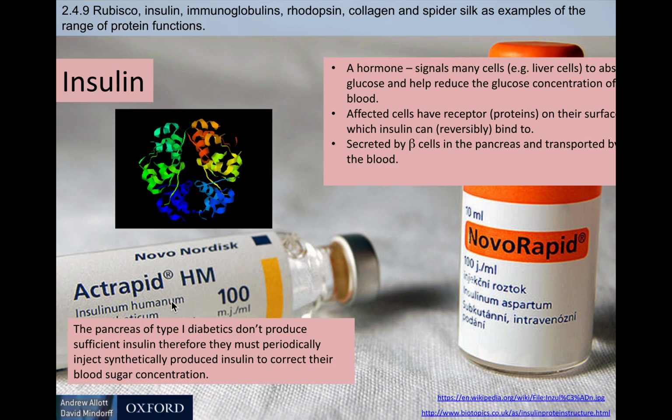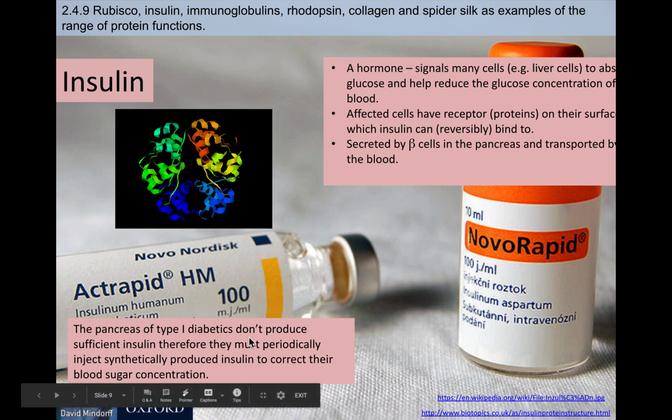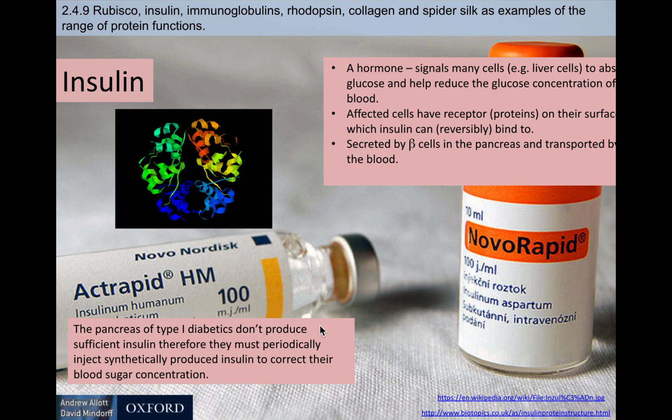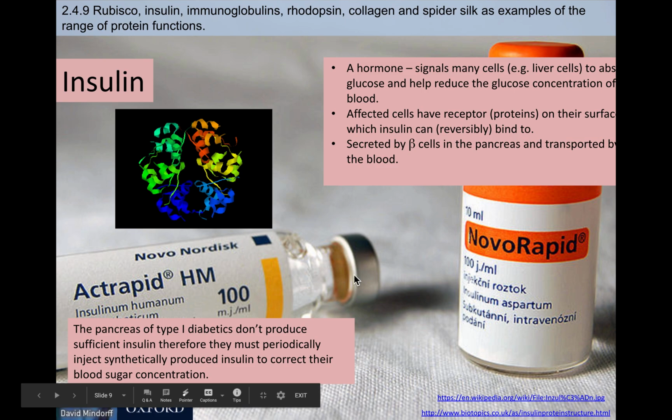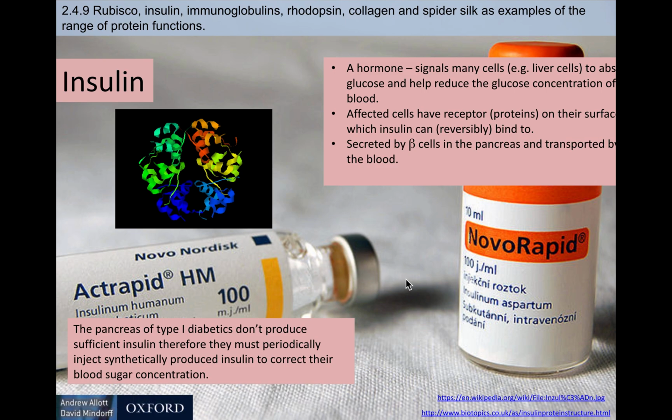The pancreas of a type 1 diabetic doesn't produce sufficient insulin. So this would be type 1 diabetes. And therefore, sometimes you might have to take, and that's what this picture is of, synthetic insulin that's man-made to let the body start picking up that glucose from your bloodstream. But the important thing to realize is that the shape of insulin is what's going to trigger the body to release that.